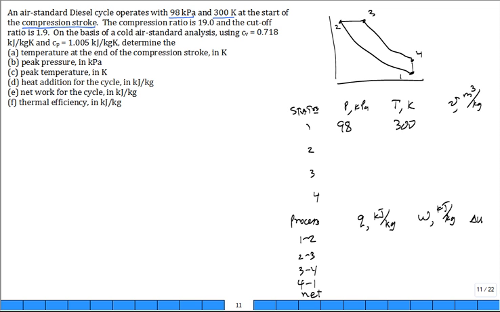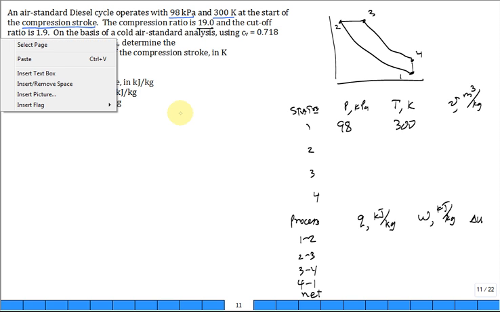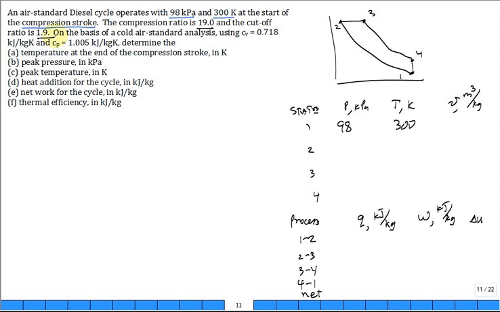Okay. Let's continue to read this. They have the compression ratio is 19, the cutoff ratio is 1.9. On the basis of cold air standard analysis using this value of C sub V and this value of C sub P, determine the temperature at the end of the compression stroke. So we want to find T2. The peak pressure, that's either P2 or P3, that's same pressure. The peak temperature, that's only T3. And the heat addition to the cycle, Q2 to 3.